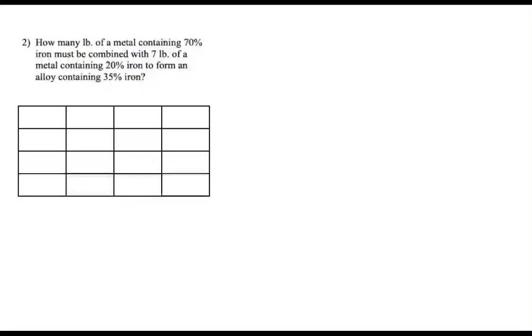All right, so this problem is about metal alloys. And it says, how many pounds of a metal alloy containing 70% iron must be combined with 7 pounds of a metal containing 20% iron to form an alloy containing 35% iron? So once again, we have A. But first, what I should really do is say, okay, we've got the weight of something, how many pounds we have. If we multiply that times the percentage, that's going to equal the pure weight. How much we have of pure, in this case, iron.